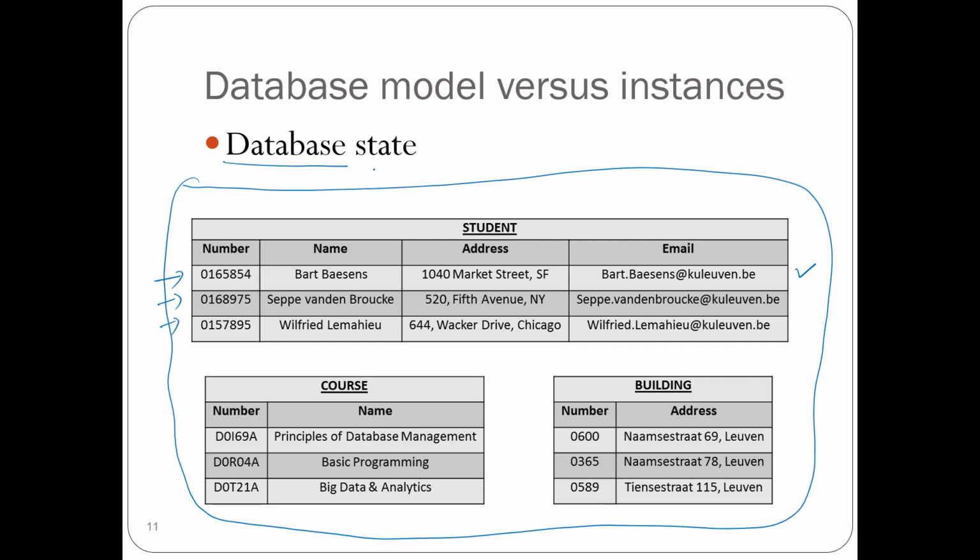Why? Because in the database state, you look at the actual data which has been stored. And since the actual data will change with time, therefore the database state will change more frequently. Whereas the database model is more about the design of the database, which doesn't change as often as the database state changes. So this difference between the database state and the database model versus instances would be interesting and important.